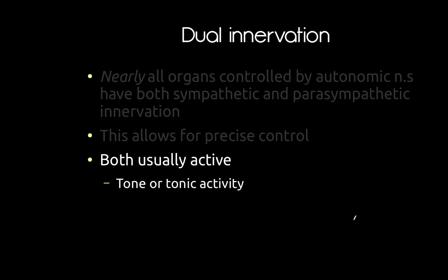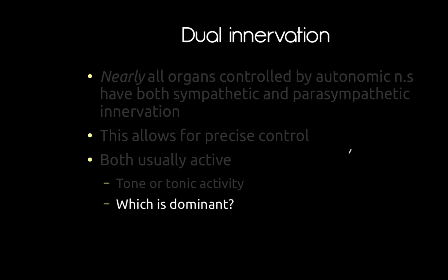Now, an interesting thing, both of these are usually active all the time. This is what's known as the tone, or the tonic activity: how much is basally working on any given organ. The question isn't which one is working, it's really which one is dominant. Which one of these divisions of the autonomic nervous system is working dominantly at any given time, has the most activity, is giving the most signal. So which one is the dominant player in the response that's happening at any given time.